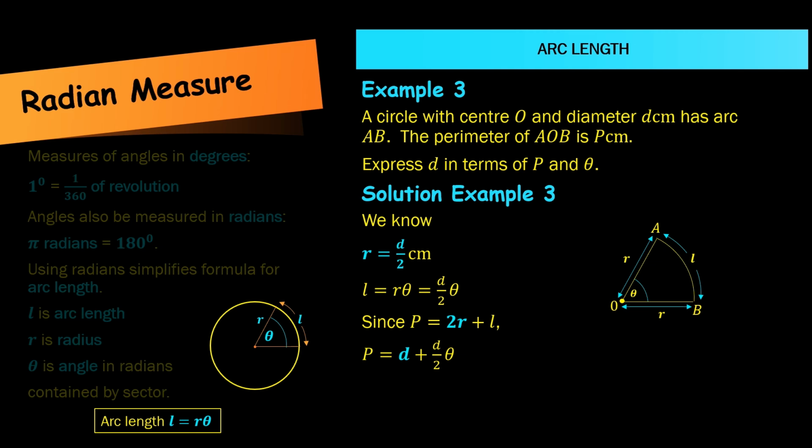If we plug in the value of r equals d over 2 into the expression for p, we obtain that p is equal to d plus, and then plug in the value of L, which is d over 2 times theta, as shown. And if we factorize, we have that p is equal to d over 2 times 2 plus theta. And so we can rearrange this to obtain d equals 2p over 2 plus theta.